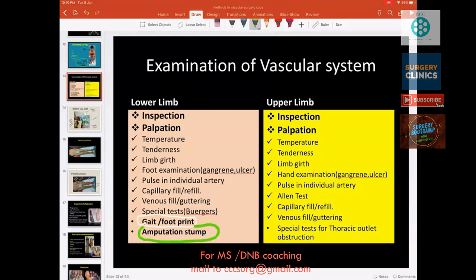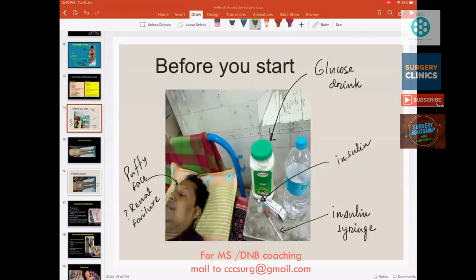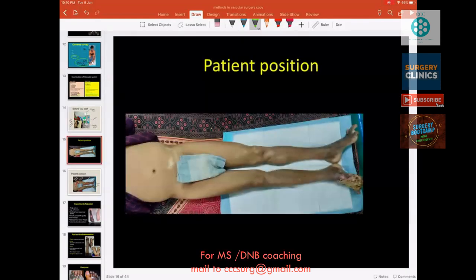Whereas in the upper limb, remember the things are a little bit different, and you are required to know special tests for thoracic outlet obstruction. Now, before you start the examination, always see the patient's face, maybe puffy due to renal failure. If the patient is a diabetic, see the glucose drink, insulin, and the insulin syringe. The patient's position and exposure is this.